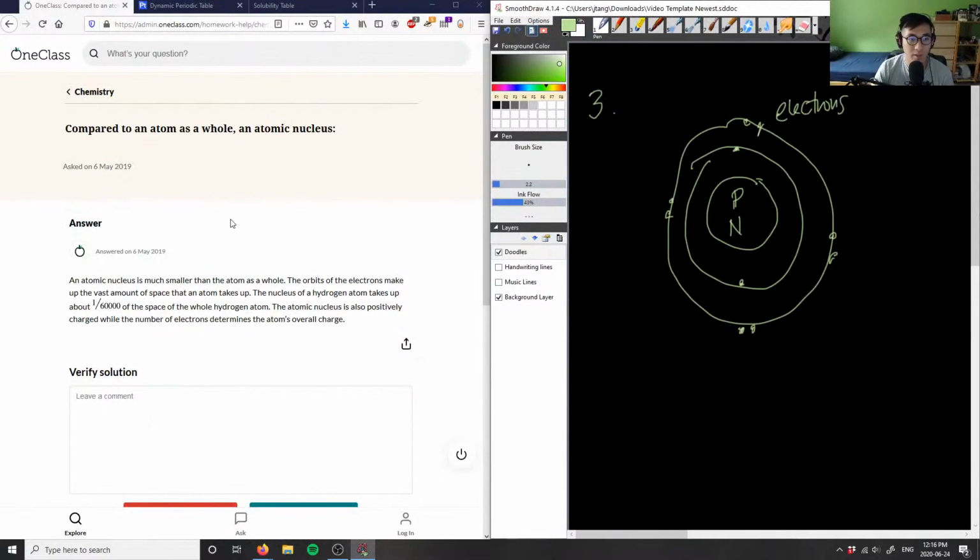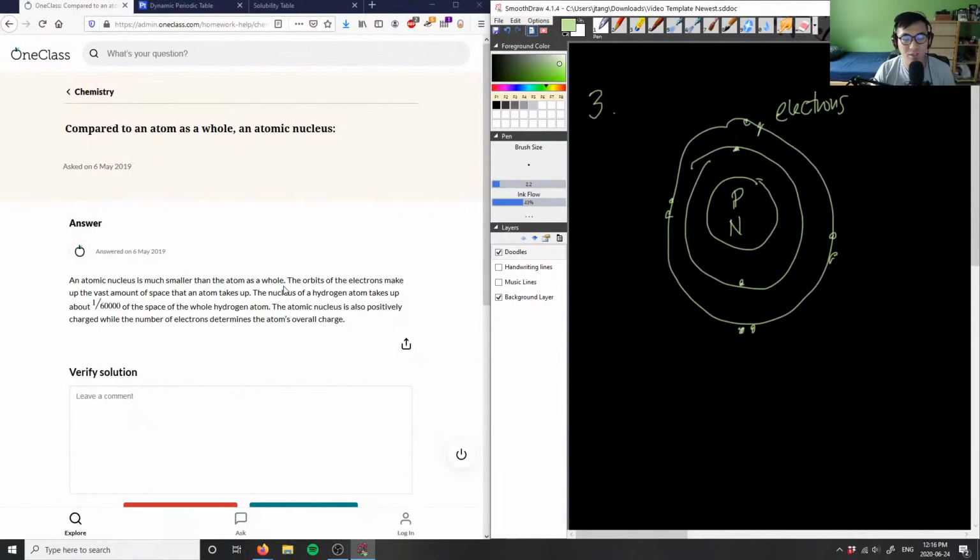So it says here, compared to an atom as a whole, an atomic nucleus is much smaller than the atom as a whole. The orbits of the electrons make up a vast amount of space. The atomic nucleus is also positively charged, while the number of electrons determines the overall charge.